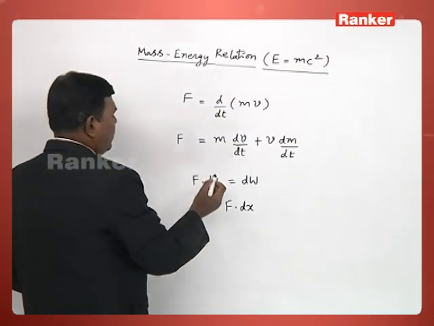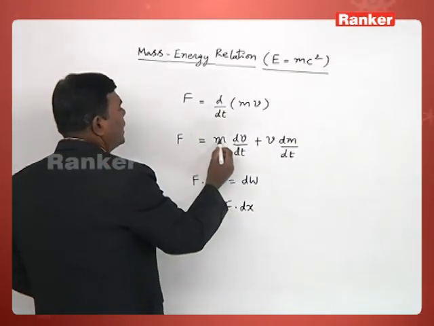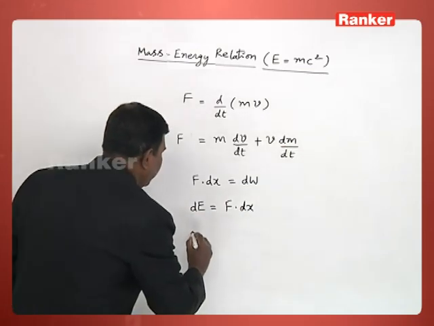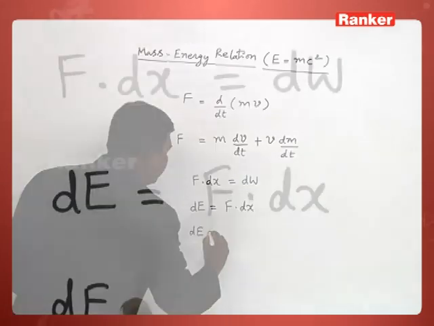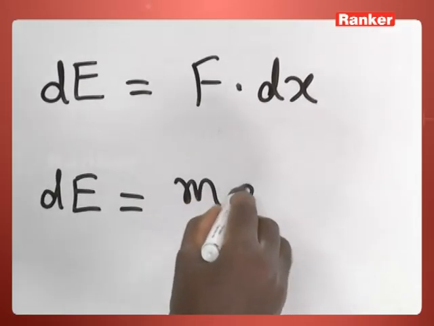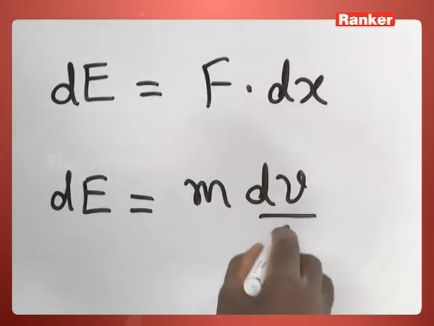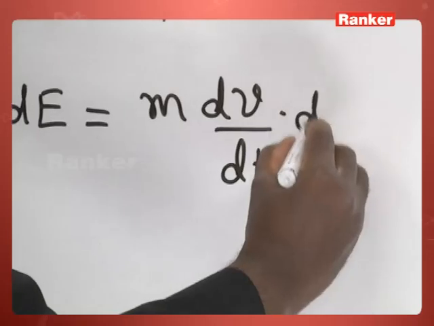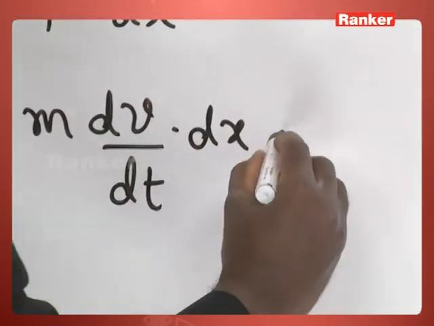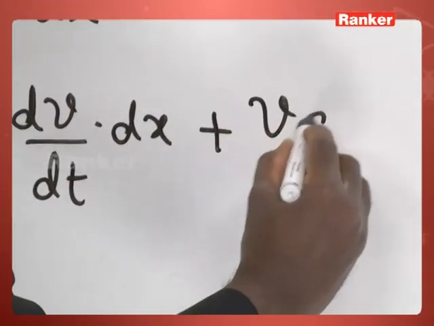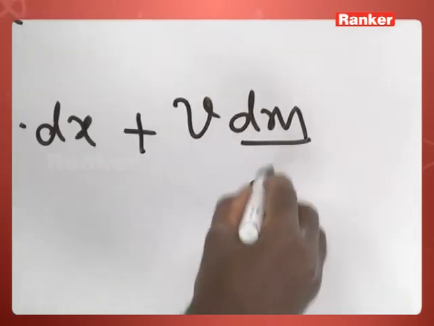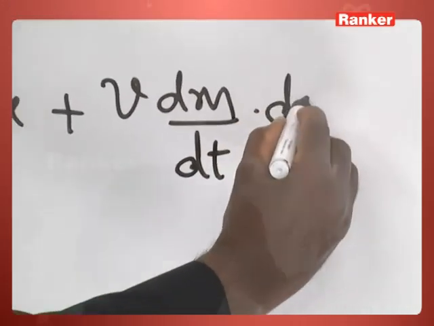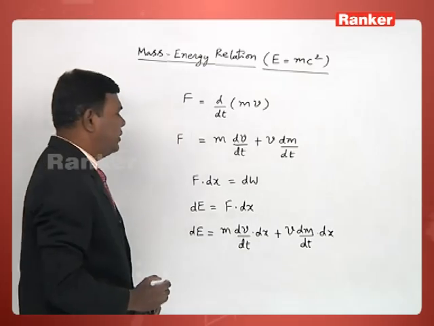We can write, in place of force, this entire expression. Therefore, this dE becomes m dv by dt into dx, plus v dm by dt into dx. That's the expression.